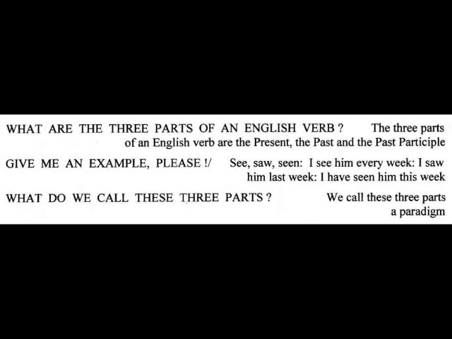What are the three parts of an English verb? The three parts of an English verb are the present, the past, and the past participle. Give me an example, please. See, saw, seen. I see him every week. I saw him last week. I have seen him this week. What do we call these three parts? We call these three parts a paradigm.